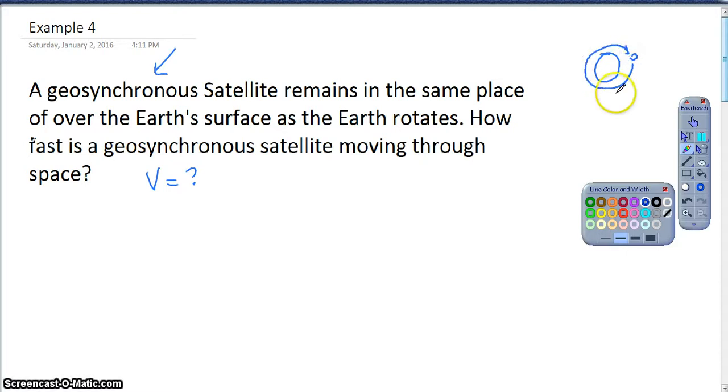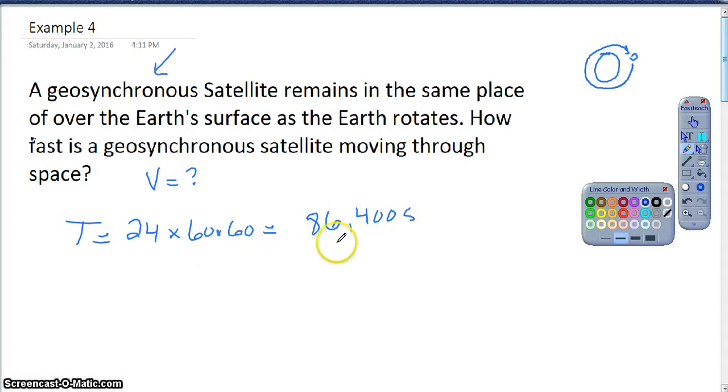So how long does it take the satellite to complete one revolution, right? Well, if it takes the Earth 24 hours to spin, then it takes the satellite 24 hours to complete one revolution. So in other words, my period is 24 hours. So 24 hours would be 24 hours times 60 minutes times 60 seconds, right? So we can calculate that number and go from there. Well, that period ends up being 86,400 seconds, right? So we've got that information.